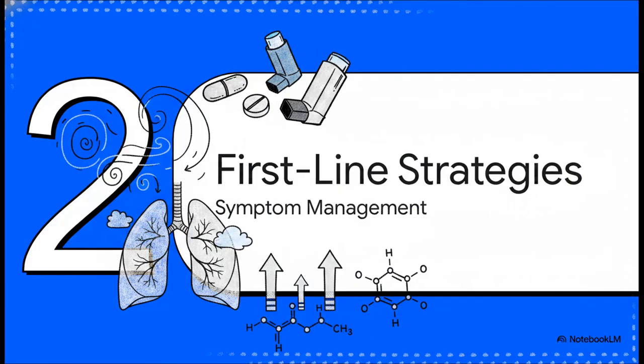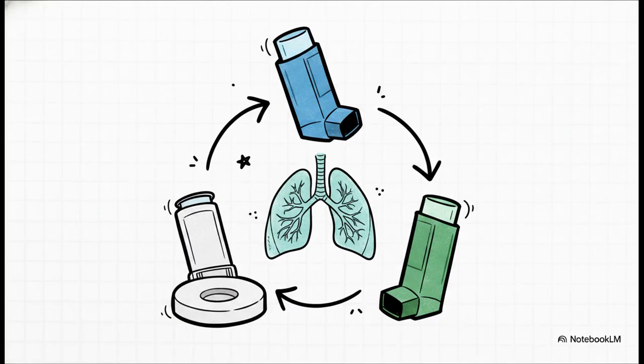Moving right along to our first-line pharmacological strategies. Let's look at the main weapons in our arsenal for managing these symptoms and reversing that airway obstruction and air trapping. Our absolute primary goal here is the symptomatic management of bronchoconstriction. To pull this off, we rely heavily on three main classes of inhaled meds: long-acting beta-2 agonists, which we call LABAs, long-acting muscarinic antagonists, or LAMAs, and inhaled corticosteroids, or ICS.